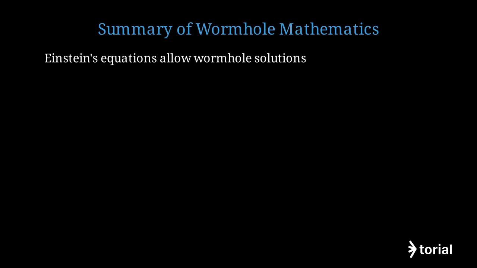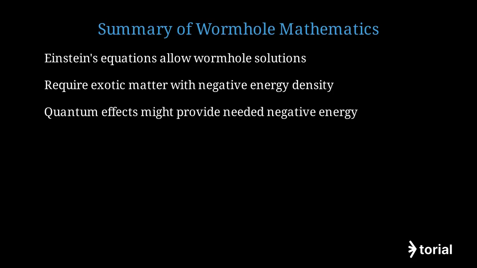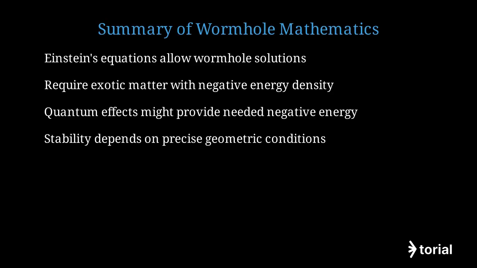Let's summarize the key mathematical concepts behind wormholes. Einstein's field equations permit wormhole geometries as valid solutions to general relativity. Traversable wormholes require exotic matter with negative energy density to remain stable and open. Quantum mechanical effects like the Casimir effect demonstrate that negative energy is possible in principle. The mathematics shows that wormhole stability depends on satisfying precise geometric conditions like the flare-out requirement. If wormholes exist and can be manipulated, they could theoretically enable time travel through closed, time-like curves.